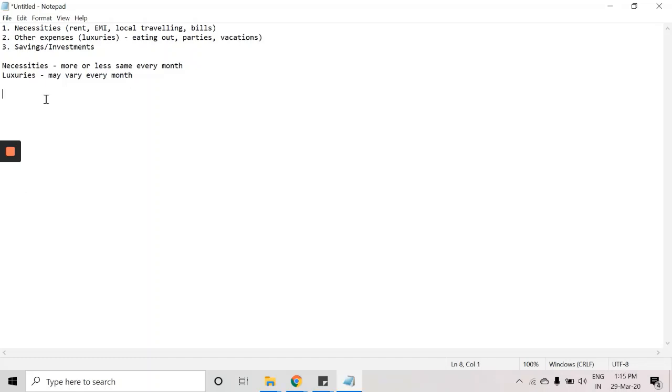So, write down the figure of your necessities as is, and for your luxuries, just take an average over 3 months. There may be some outliers, some major expenses which you have done in a particular month. Do incorporate that, but also keep it written down separately somewhere. We'll use that later for our financial planning.